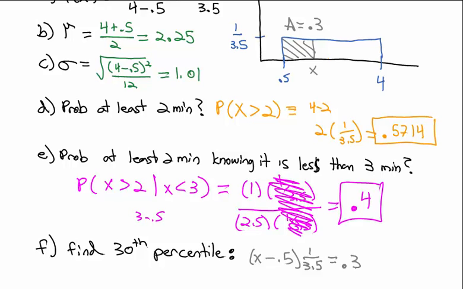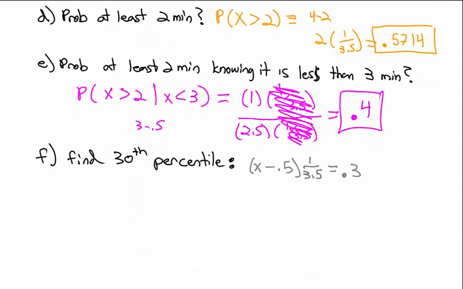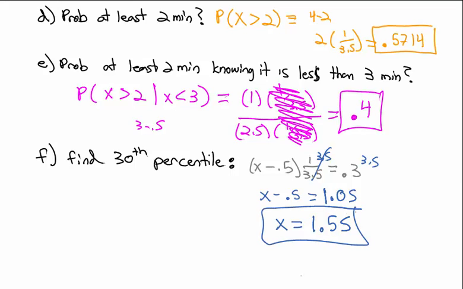Now we just have to solve this formula for x. Clear the fraction by multiplying by 3.5 on both sides. And x minus 0.5 is equal to 0.3 times 3.5, which is 1.05. Add the 0.5 to both sides, and you get 1.55. Just over 1.5 minutes is the 30th percentile. 30% of children will eat the donut in less than 1.5 minutes.